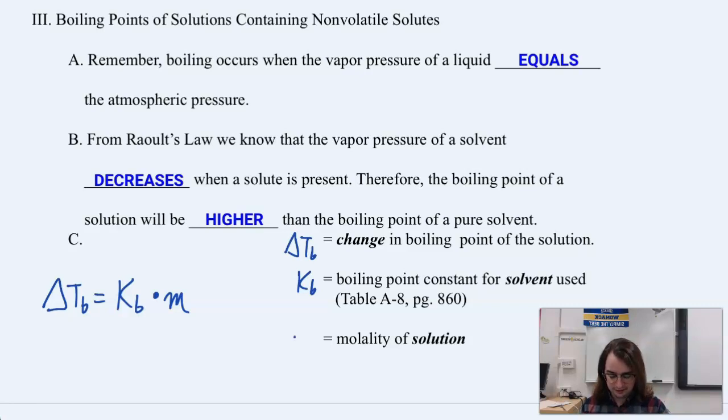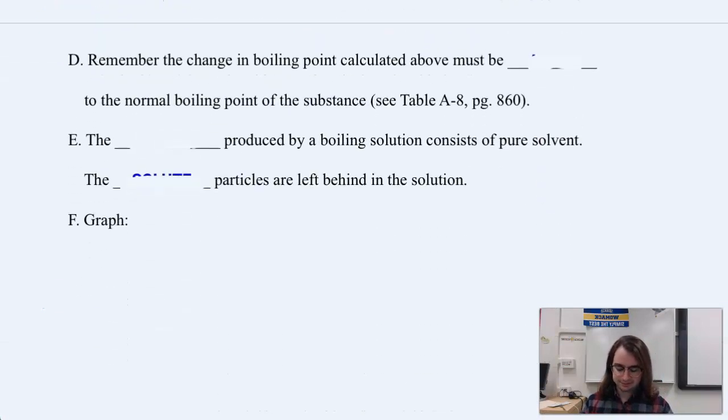And then of course we have molality. And remember that molality is moles of solute divided by kilograms of solvent. Molality is different than concentration. Concentration is moles over liters. Molality is moles over kilograms. So don't make that mistake. It's important to keep that in mind. Let's explore this a little bit.